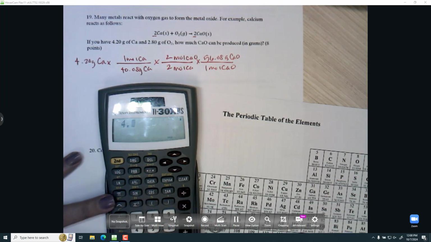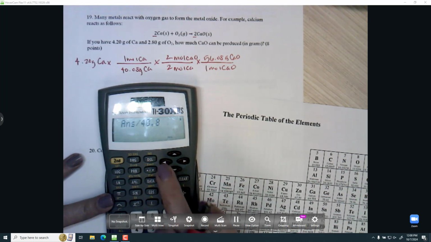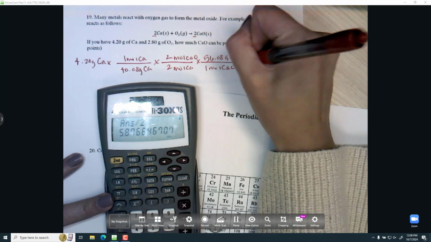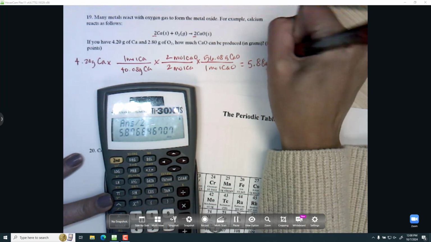And if I put this all in my calculator, this is going to tell me if I use up all my calcium, how much calcium oxide can I make? If I can put it in my calculator correctly. Oh, yeah. So if I use it all up, I want 3 sig figs, I can make 5.88 grams of calcium oxide.